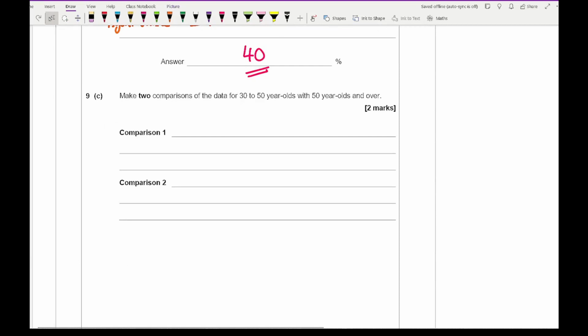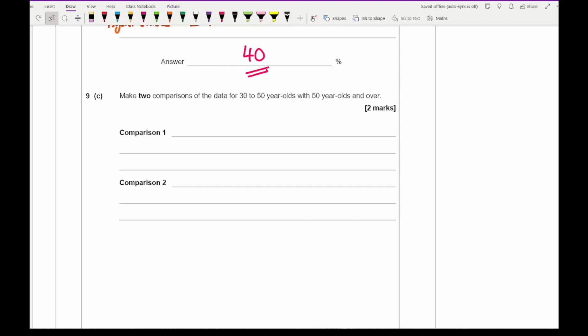Now for 9c, it says make 2 comparisons of the data for 30-year-olds to 50-year-olds with 50 and over. Now with this, there's a couple of particular answers you can give. Some of the most common ones are that there's a higher percentage or proportion of 50 and over who book online. There's a higher percentage or proportion of 50 and over who book over the phone. There is a lower or similar percentage or proportion of 50-year-olds and over who book in person. And there is a lower percentage or proportion of 50s through an agent online.